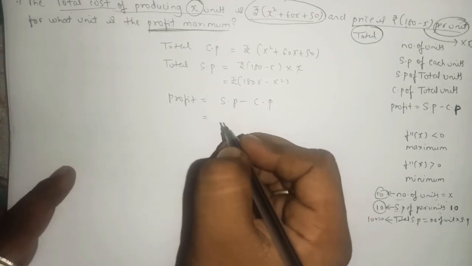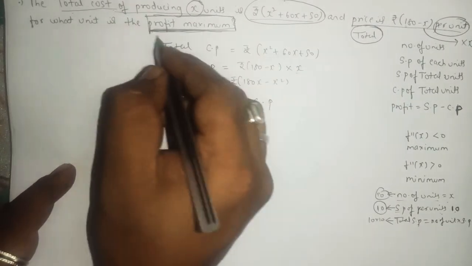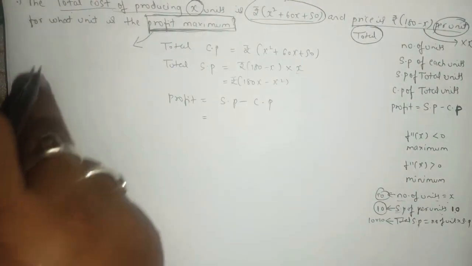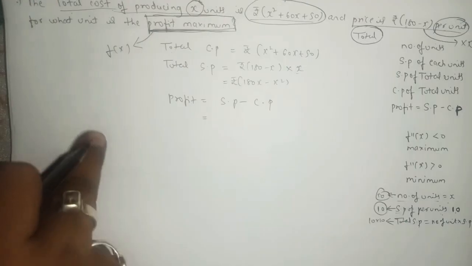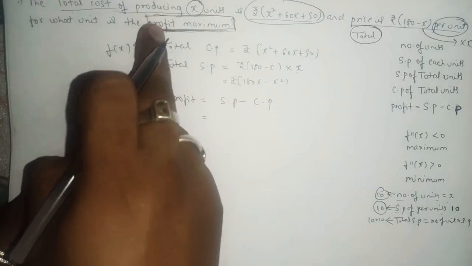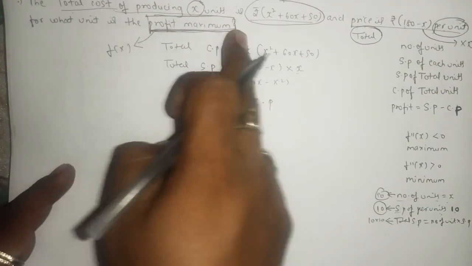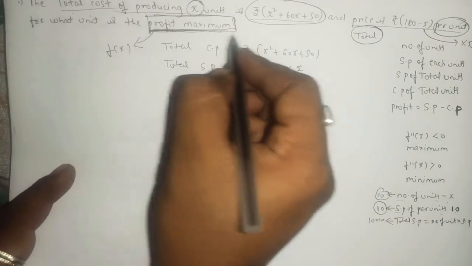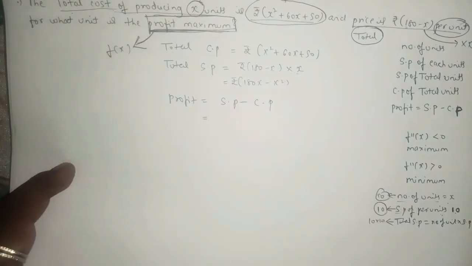Yes or no? So the profit is maximum. In the first sum it was product is maximum, so that part we took f of x. For the second sum the area was maximum, for that sentence we took f of x. Here in this sum the profit is maximum, so for this sum we'll take let the profit be f of x.